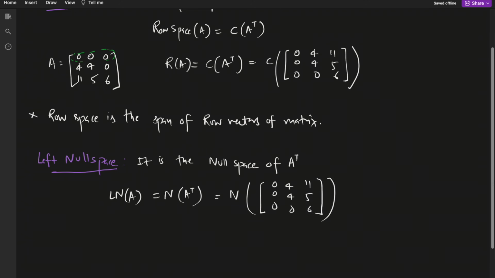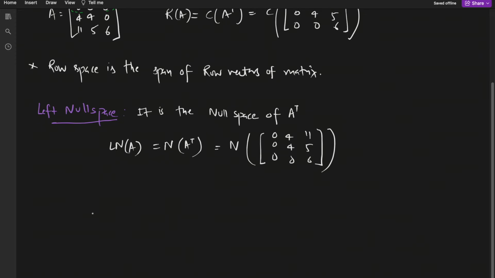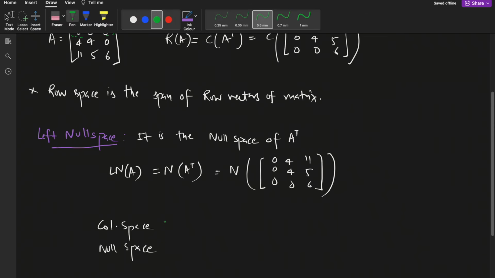We have seen these two spaces, the column space and null space. These two spaces talk about the matrix A, more specifically, the column vectors of A.